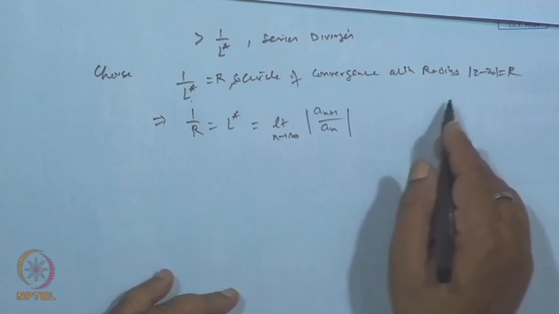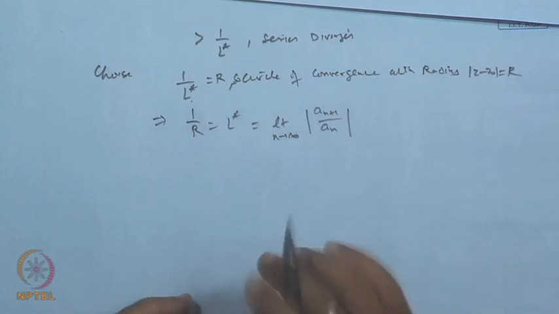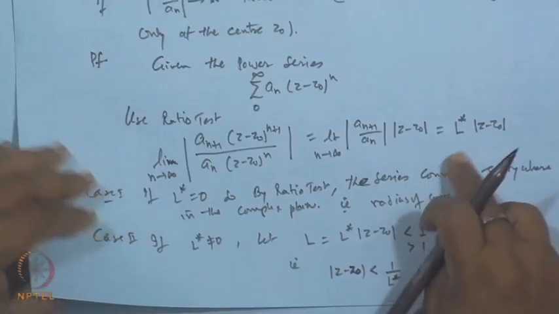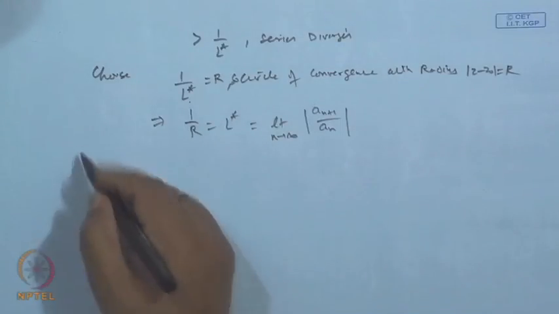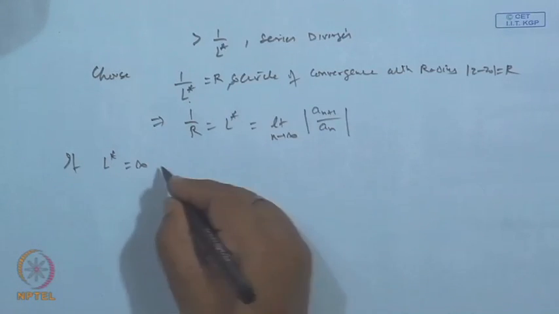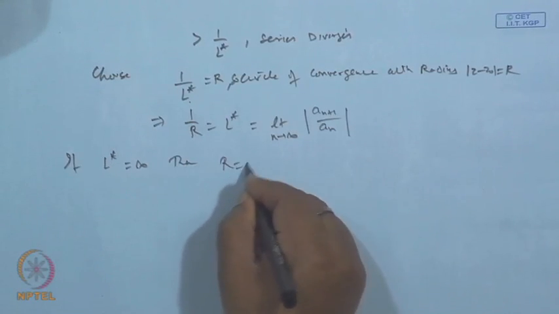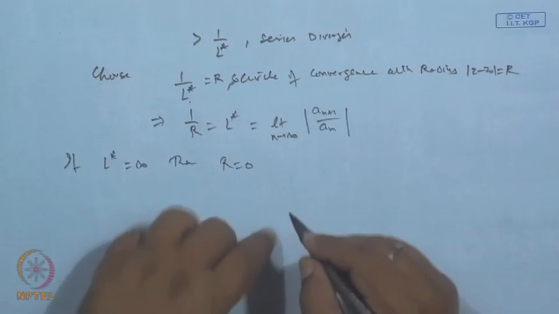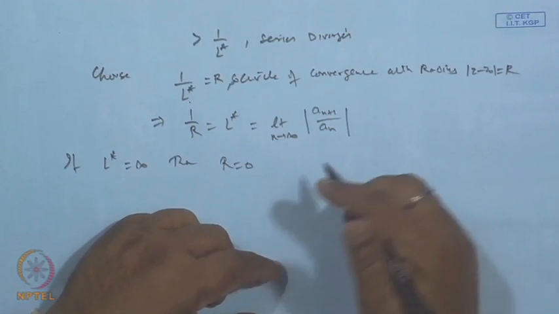So, this proves the convergence. So, the series converges inside them. Now, what happens if L star does not exist, if it goes to infinity? If L star is infinity, then R becomes 0. So, in that case the series converges only at the center, that is all.